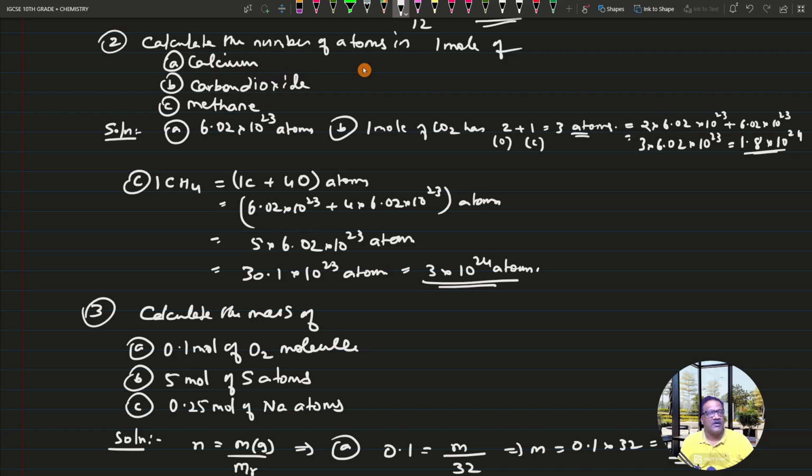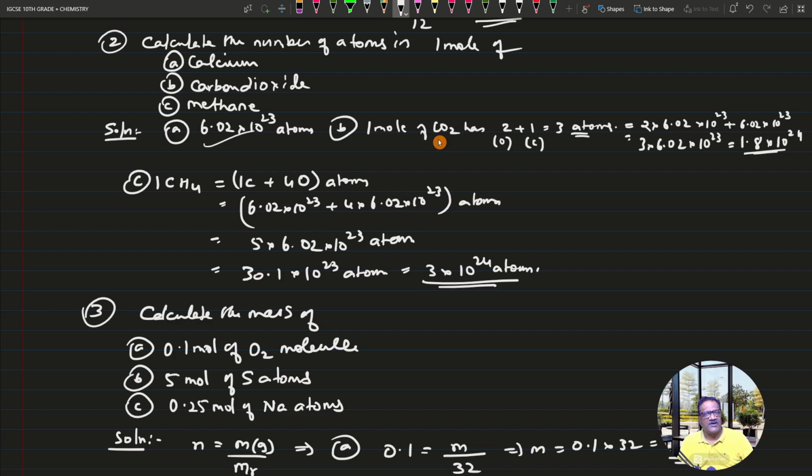So in 1 mole of calcium, 1 mole of any atom or any element will contain 6.02 into 10 raised to 23 atoms. So this is the answer for A. B is carbon dioxide. 1 mole of carbon dioxide will contain how much?